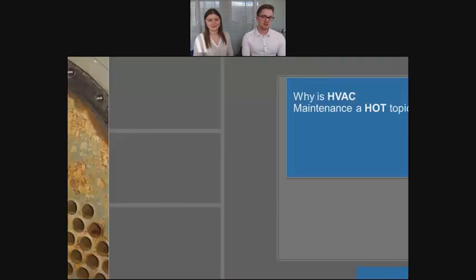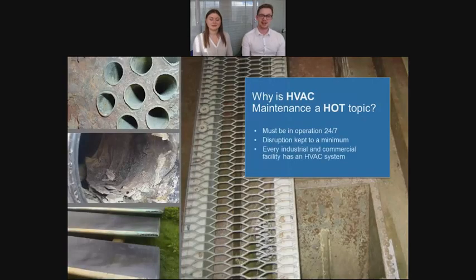You might be thinking, why is HVAC, or heating, ventilation and air conditioning, such a hot topic currently? As we know, whether it's a commercial or an industrial facility, HVAC systems need to be in operation almost 24/7. Industrial systems use it to change the temperature of certain fluids or gases in order to keep the process going, and commercial units use it to keep a building's occupants either cold or warm. So it's really important to make sure that these units are in working order.